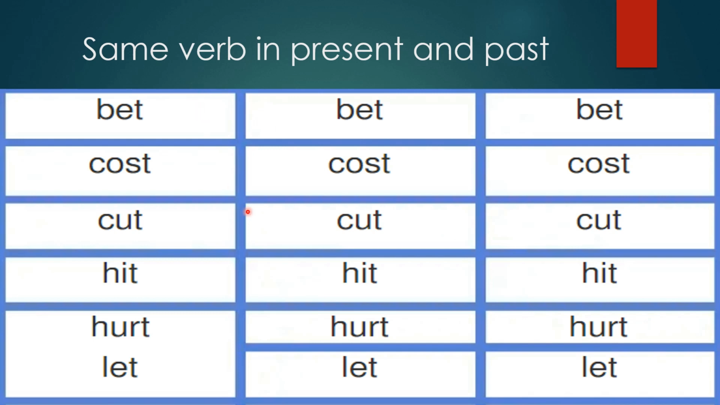And these are a few words where you don't have any change when it is changed into its past form. Bet, bet, bet. Cost, cost, cost. And cut, cut, cut. Hit, hit, hit. Hurt, hurt. And let. So these are words where you have the same present and past action word.